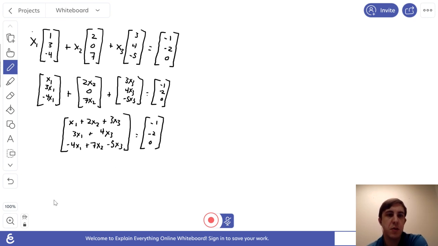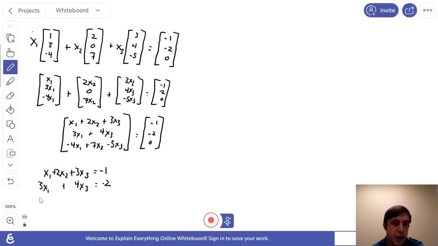Now, two vectors are going to be equal exactly when all of their components are equal. So what this tells us is that those first two components better be equal. In other words, x1 plus 2x2 plus 3x3 has to equal negative 1 for these two vectors to be equal. But also we have to have 3x1 plus 4x3 equal to negative 2. And we need to have negative 4x1 plus 7x2 minus 5x3 equal to 0. So our single vector equality turned into this system of 3 scalar equations.